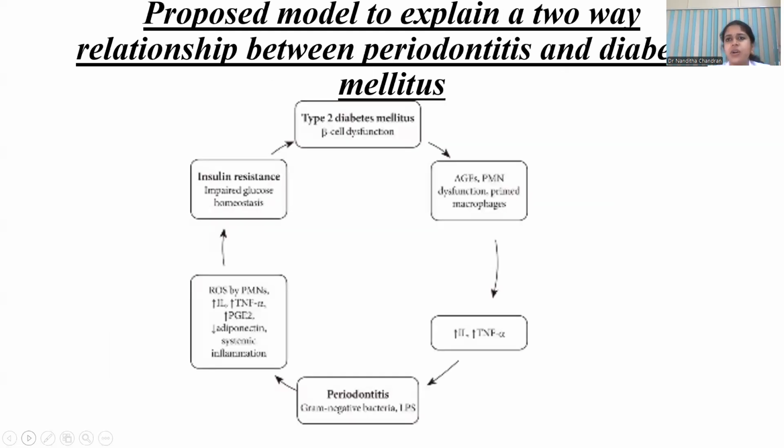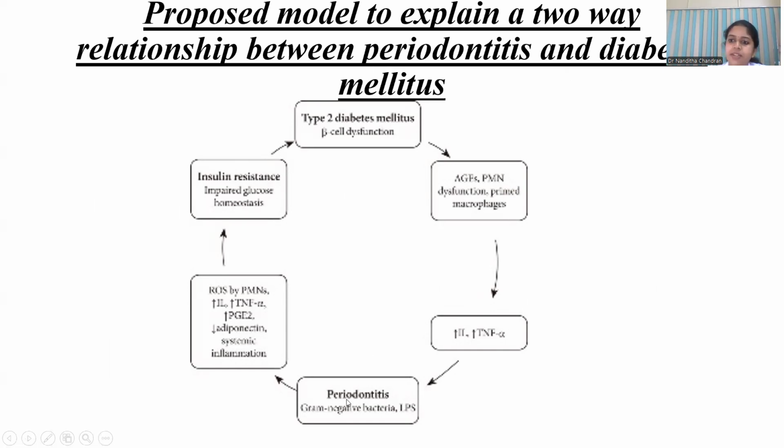Now, if somebody asks you about a simple two-way relation, like how periodontitis increases the severity of diabetes, or how severe or uncontrolled diabetes can worsen the periodontal situation, it is explained simply by this pictorial representation. Imagine we start with periodontitis. A patient is having severe periodontal disease.